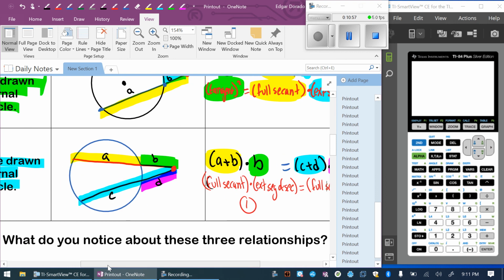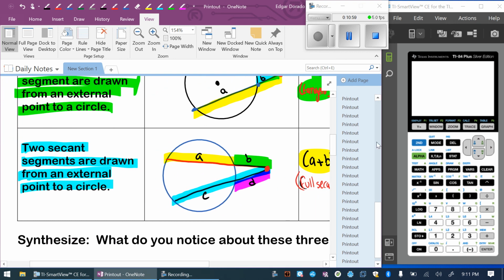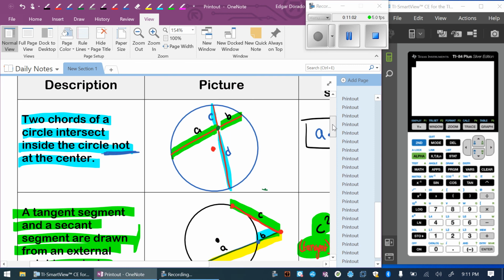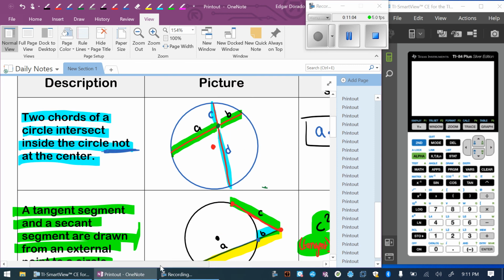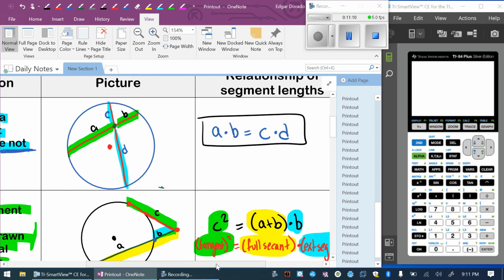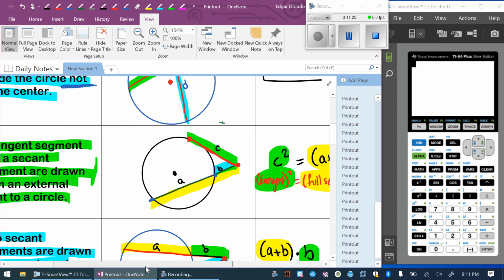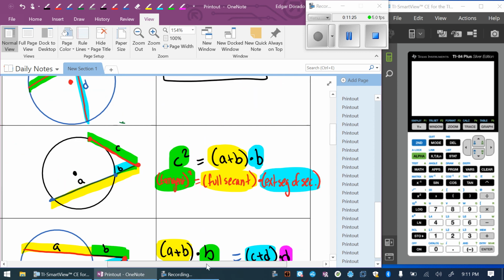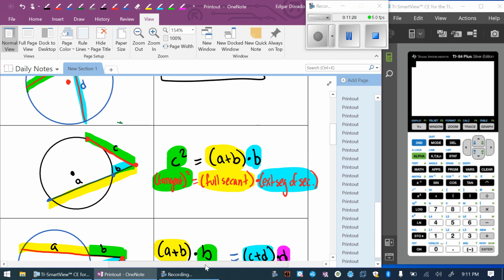And these are our three scenarios, guys. Let's cover them one more time before we start doing a few practice problems here. If you have two chords that intersect somewhere inside of the circle but not at the center, we have a formula to calculate that. And that is each two portions of that chord, so both segments multiplied by one another. So in this case, A times B equals C times D. For the second scenario, if I have a tangent and a secant, we would do the tangent squared, in this case C squared, equals the full secant, which is A plus B, and then times the external piece, which would just be B.